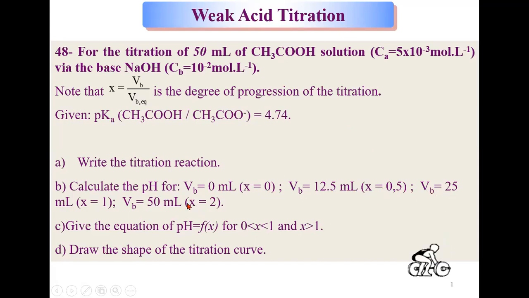VB equals 25, where x equals 1, automatically tells me that VB is equal to V at equivalence. So my volume at equivalence is 25 milliliters. And VB equals 50, where x is equal to 2, means this is 2 times the V at equivalence. Give the equation of pH as a function of x for these values. Draw the shape of the titration curve.